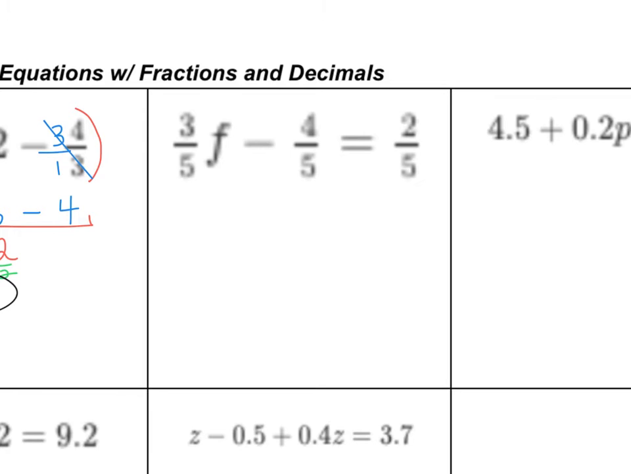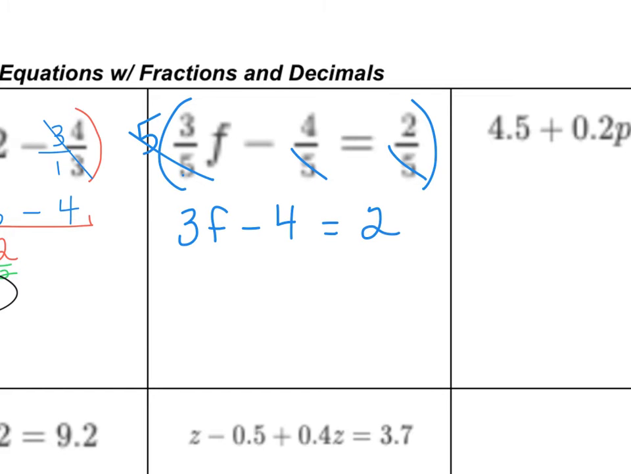What do you notice about this problem? Do you notice they all have 5s for denominators? Well, if they do, we can multiply the whole problem by 5. That'll cancel out that 5, cancel out that 5, and cancel out that 5. Now I'm left with 3f minus 4 equals 2. Man, I really wish I would have known that trick when I was your guys' age.